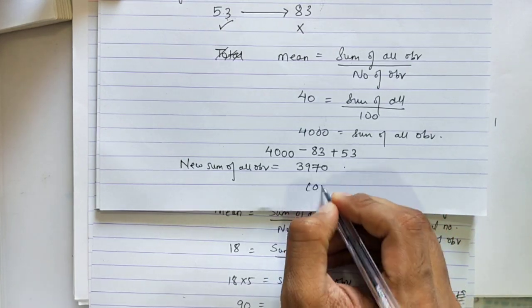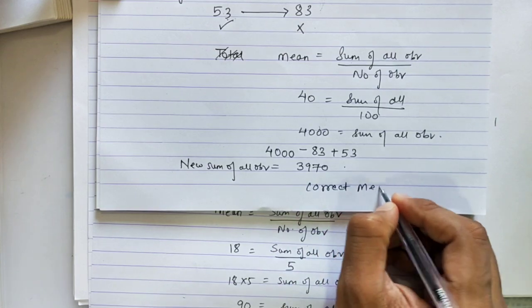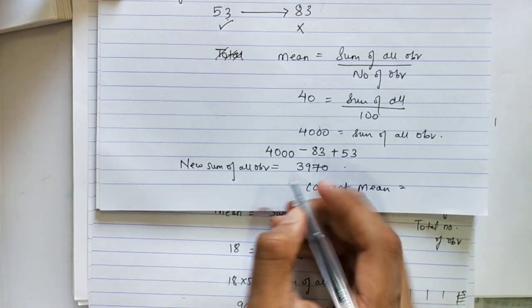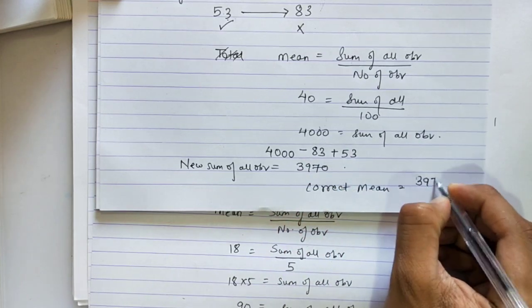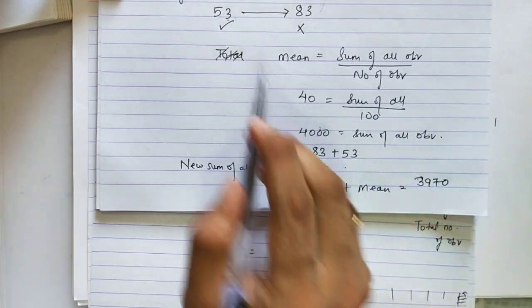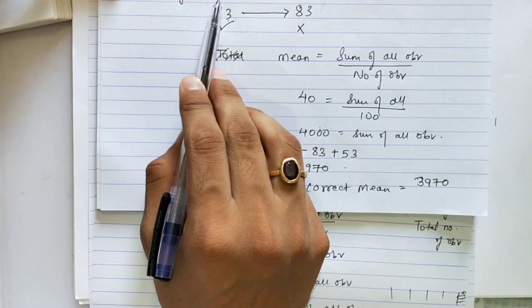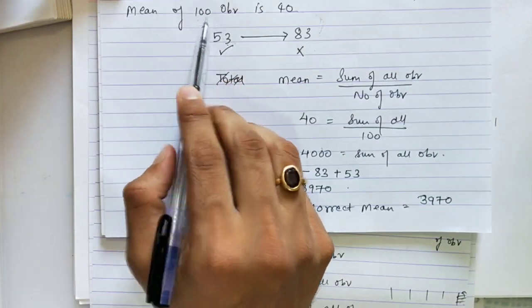So for the correct mean, the formula remains the same. The correct mean is this new total, which is the correct total, upon the number of observations, which are still 100.